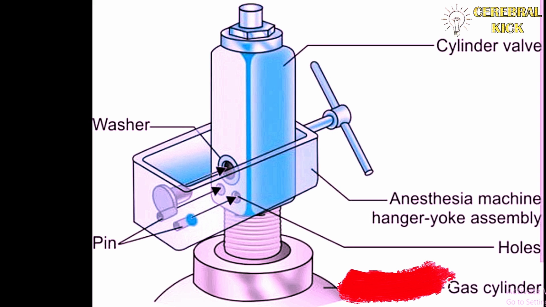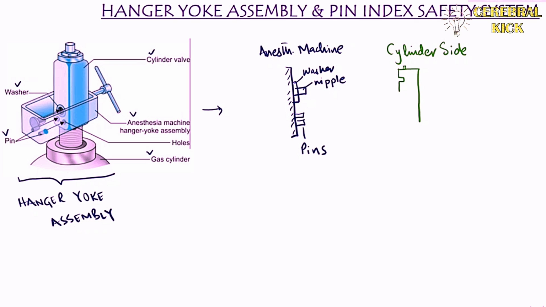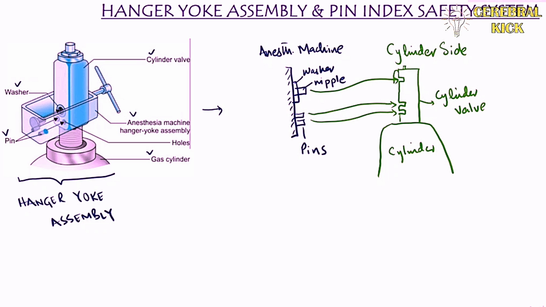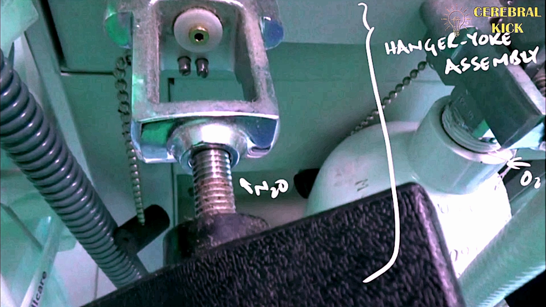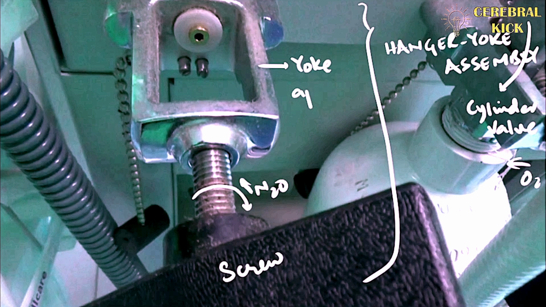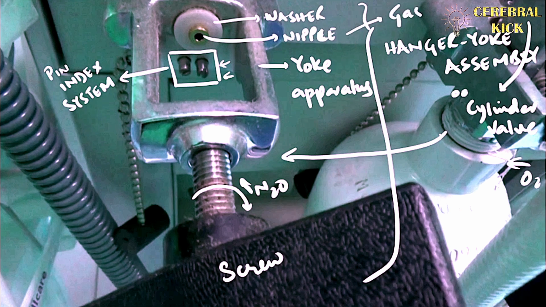Now, seeing it from the side, you can see on the anesthesia machine part, there is a nipple and washer and two pins. And these fit into the holes that are aligned and compatible with the specific gas valve, right? So the pins fit into those holes, as does the nipple. Practically speaking, this is the Hanger-yoke assembly of the anesthesia machine for nitrous oxide. You can see the white colored oxygen cylinder attached on the side as well. We have removed the blue colored nitrous oxide cylinder. So in a yoke assembly, you can see the pin index safety system, the pins coming out from the machine, right, which will fit into the cylinder valve. The washer, which creates an airtight seal, and the nipple.